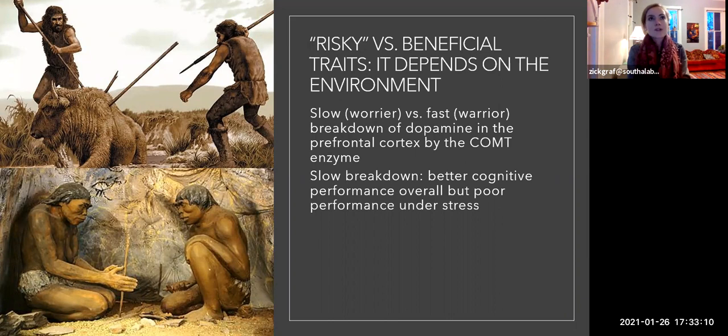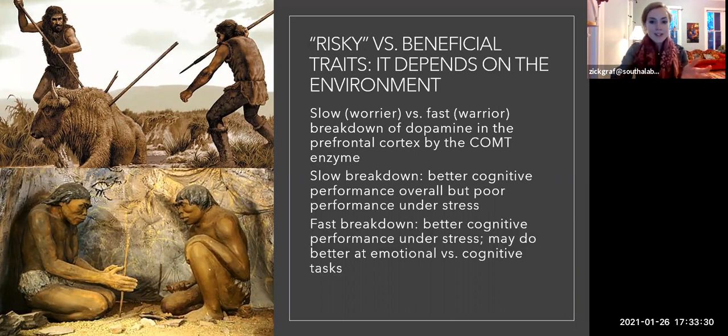And in the prefrontal cortex, dopamine activates the brain regions that are involved in doing this. So when dopamine breaks down more slowly, it means that there's more of it available in the synapse to do its job. So people with slow dopamine breakdown, basically you can think of it as they have prefrontal cortexes that work better under normal conditions.